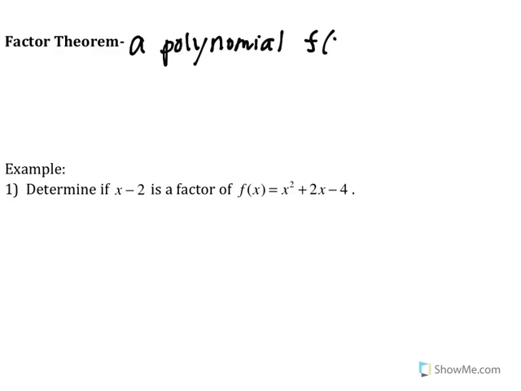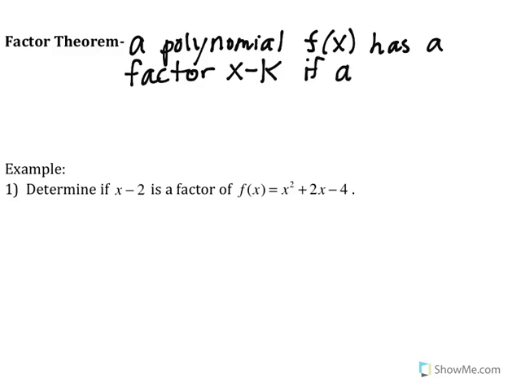f of x has a factor x minus k if and only if f of k is equal to 0.